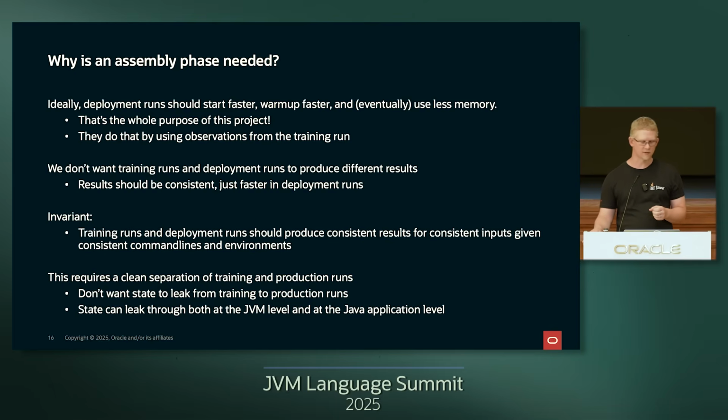So we have this invariant that we've been trying to track, and that's that training runs and deployment runs should produce consistent results for consistent inputs, given consistent command lines and environments, right? If I run my AOTCache on the same machine and give it the same inputs, I should get the same outputs within realms of what your program actually does. But that means that we need some kind of clean separation, because otherwise we're going to leak state from that training run into our deployment run. And that state can leak through both at the JVM level and in the object heap level. So let's take a look a little deeper.